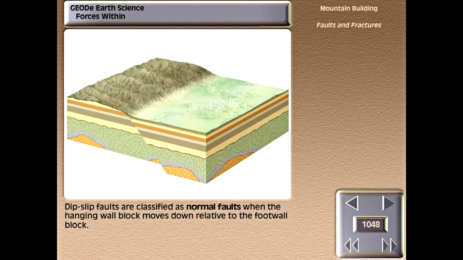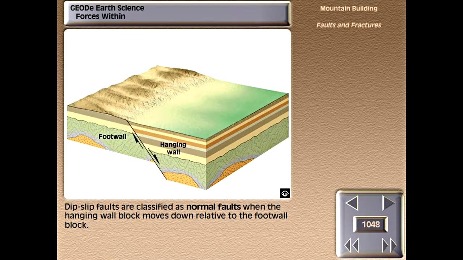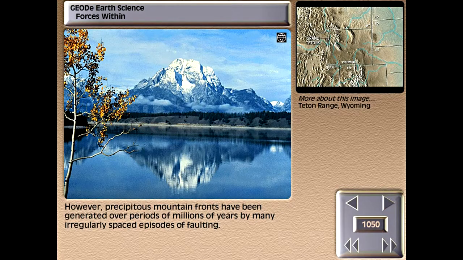Dip-slip faults are classified as normal faults when the hanging wall block moves down relative to the footwall block. Most normal faults are small, having displacements of only a meter or so. However, precipitous mountain fronts have been generated over periods of millions of years by many irregularly spaced episodes of faulting.